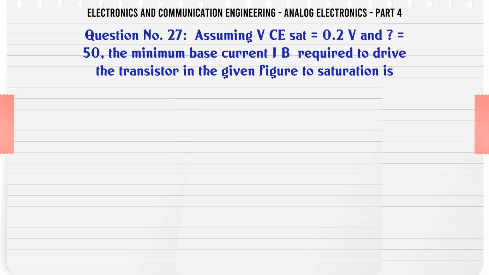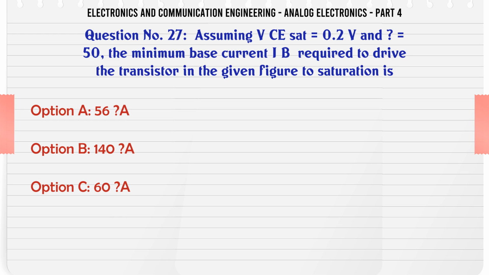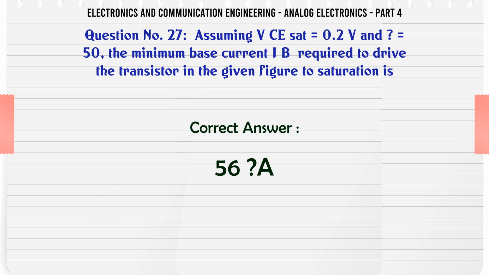Assuming VCE sat is 0.2 V and beta is 50, the minimum base current IB required to drive the transistor in the given figure to saturation is A) 56 µA, B) 140 µA, C) 60 µA, D) 3 µA. The correct answer is 56 µA.